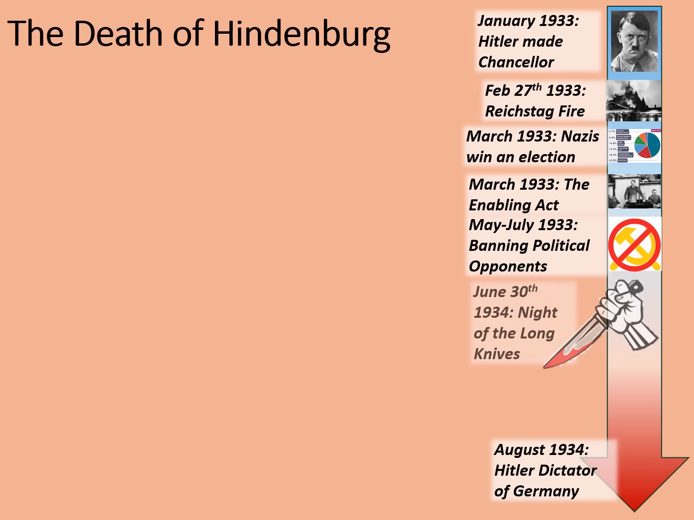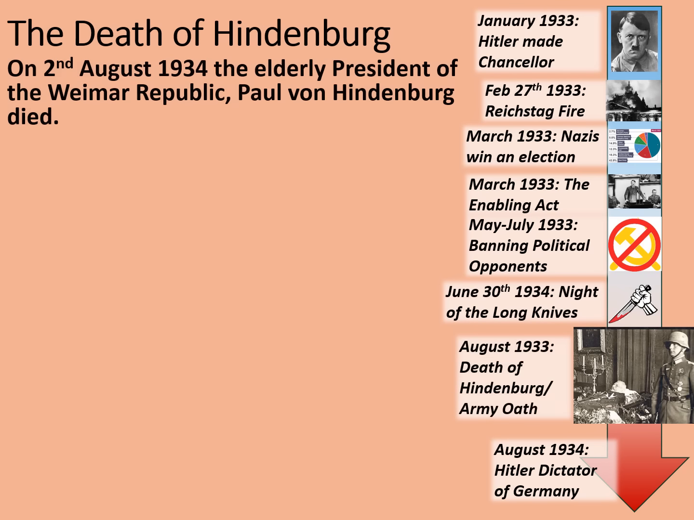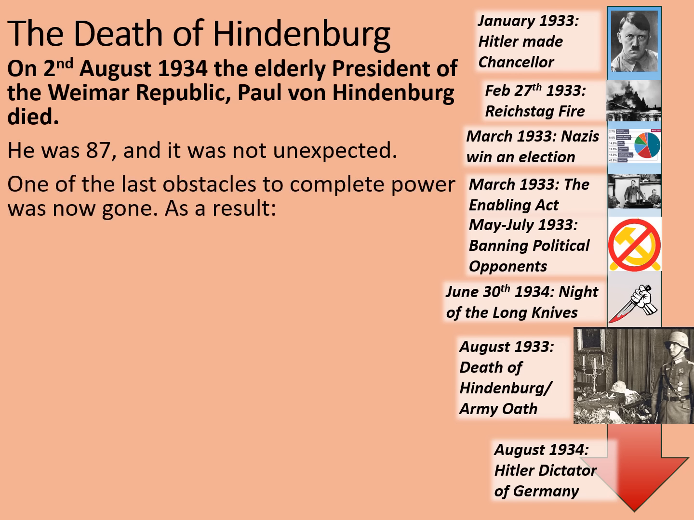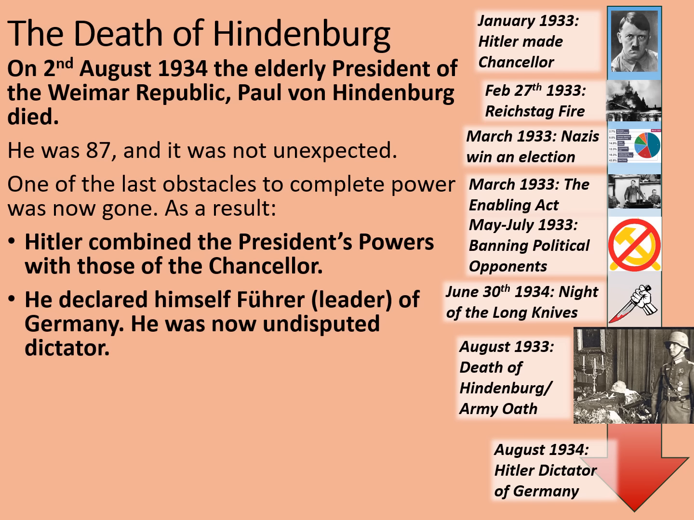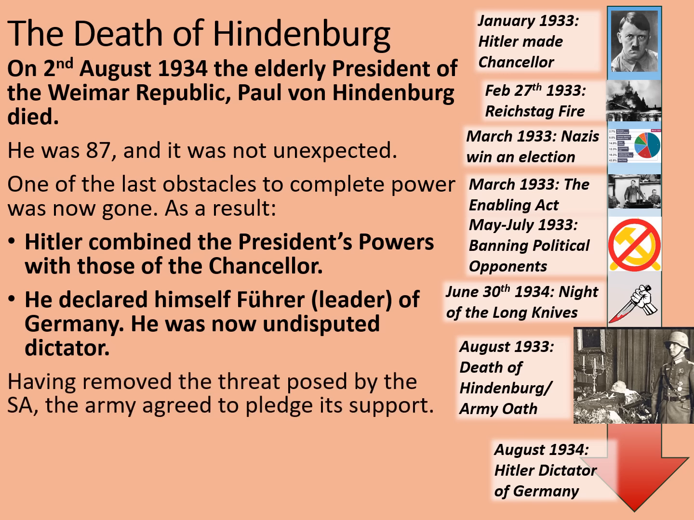The next key event was the death of Hindenburg. On the 2nd of August 1934, the elderly president of the Weimar Republic, Paul von Hindenburg, died. He was 87, and it was not unexpected. One of the last obstacles to complete power was gone. As a result, Hitler combined the president's powers with those of the Chancellor. He declared himself Führer or leader of Germany. He was now undisputed dictator.